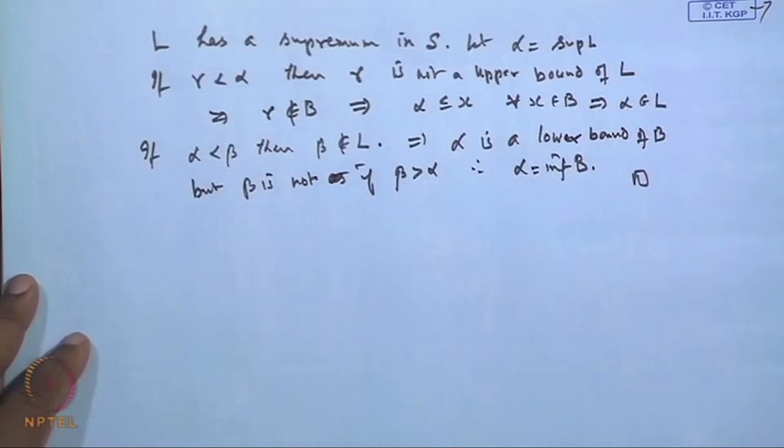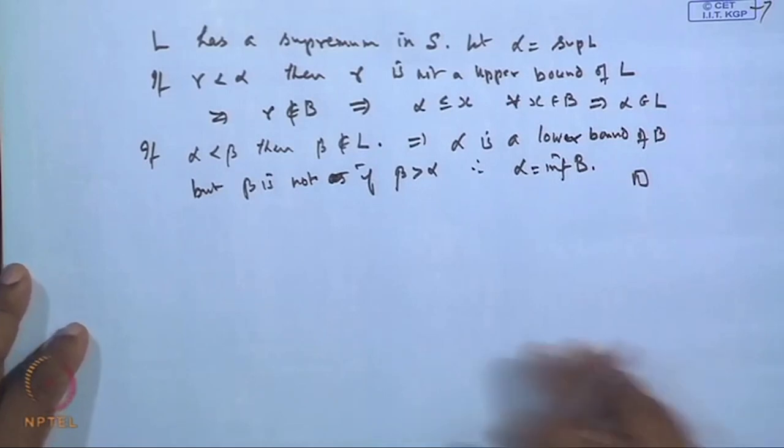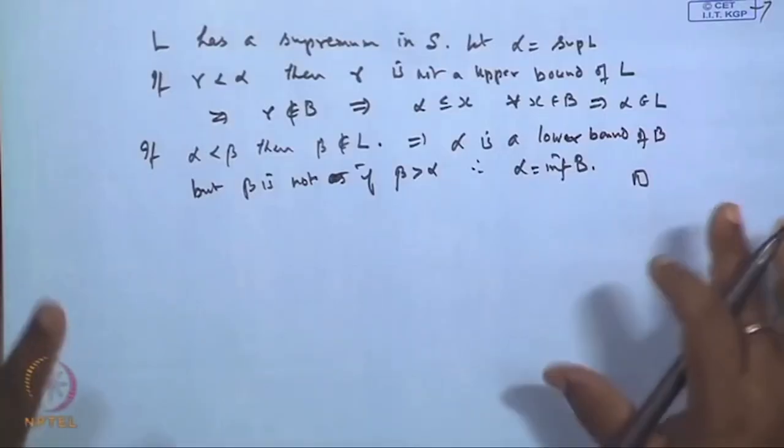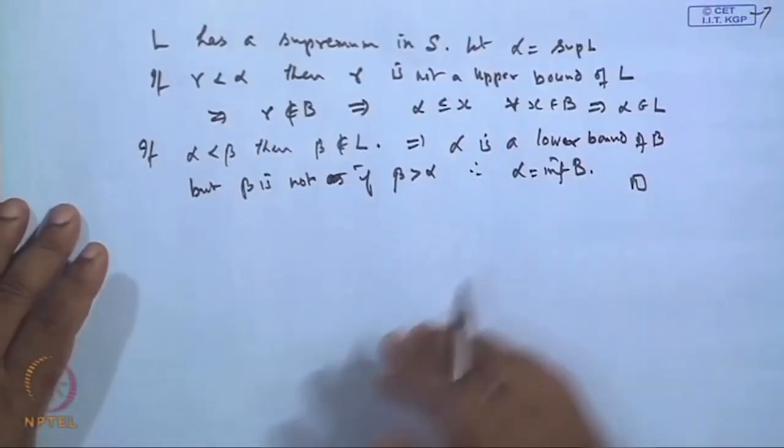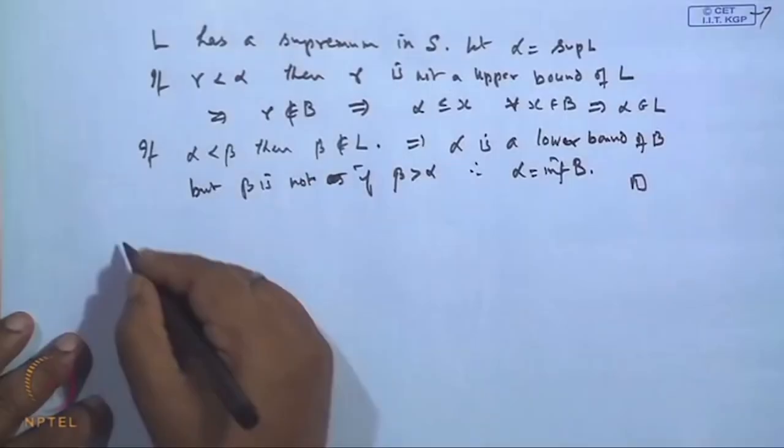Now, having proved this, we will come back again to the sets where we are discussing the open sets and closed sets, etcetera, where the supremum value and infimum value will be required. So, we basically wanted to show a result where the supremum concept and infimum concept is required. So, that is why all these things were taken.